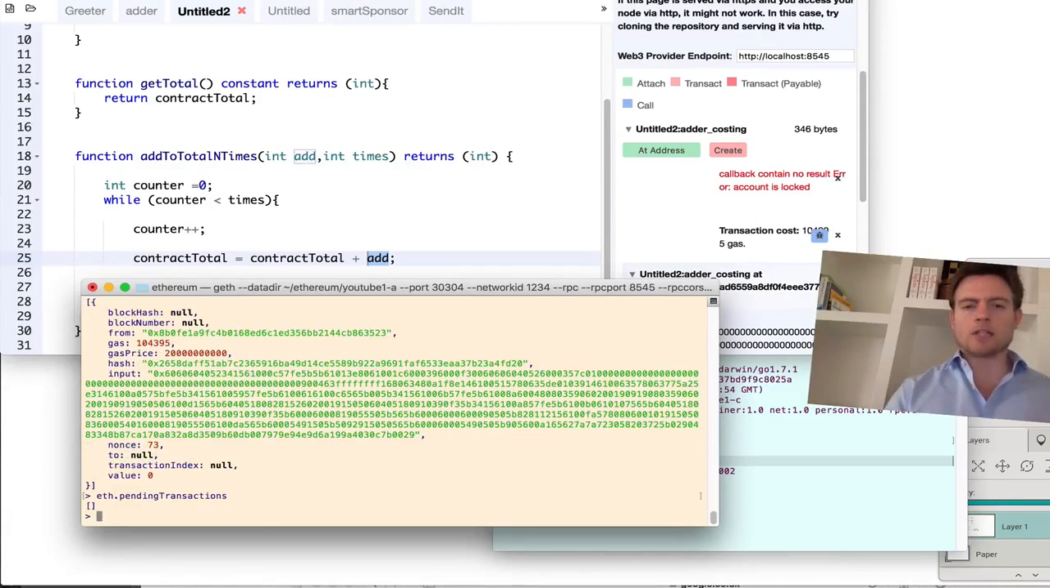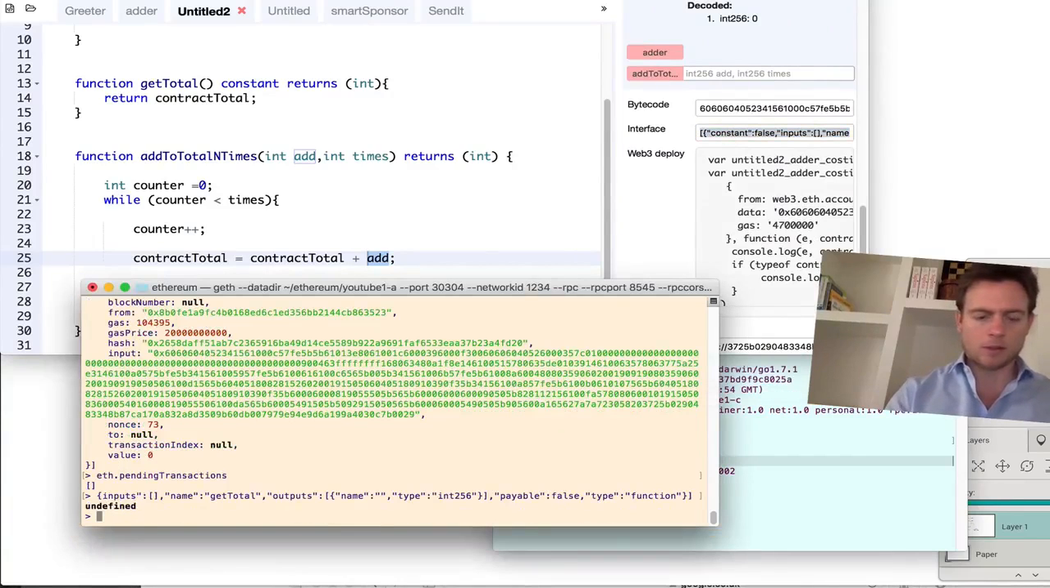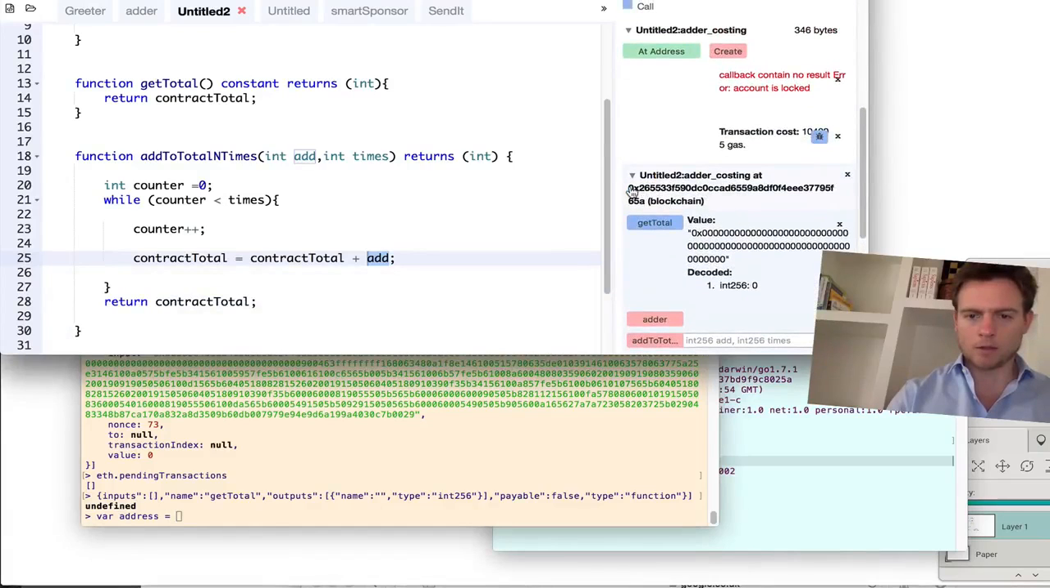So what I'm going to do is set up the variables so I can call the methods on this contract. I'm going to do var. You've seen me do this 100 times before, probably. I'm going to copy the ABI, the interface, from the window, and then do var address equals, and then copy the address.